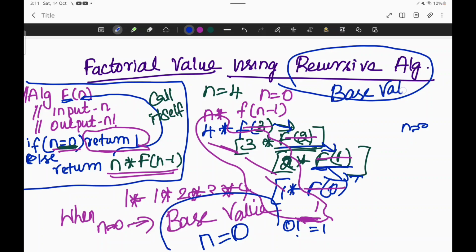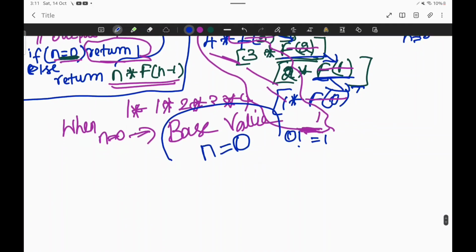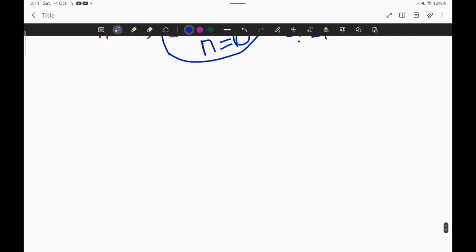When you are writing a recursive algorithm for any program or problem, you need to find the base value first. What is meant by base value? A function calling itself should come to an end through the base value. If and only if you find the base value, we will be able to write the recursive algorithm. So a base value is very essential for the recursive algorithm.